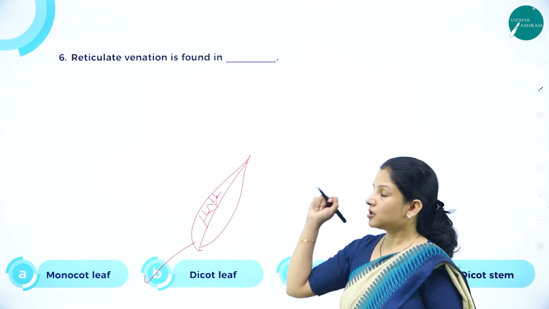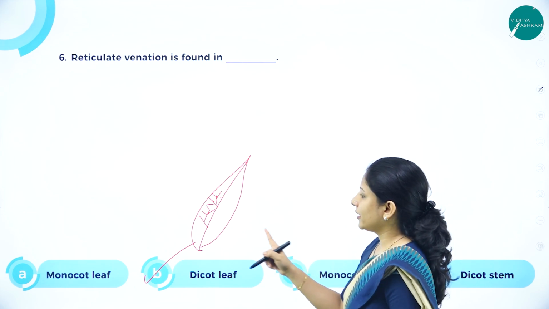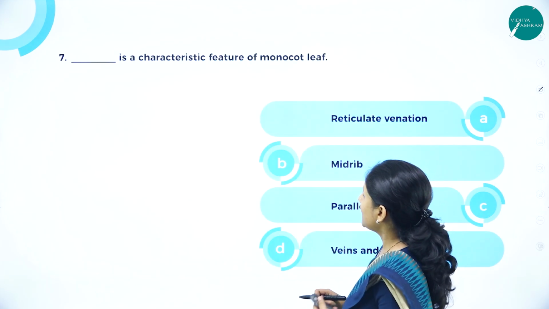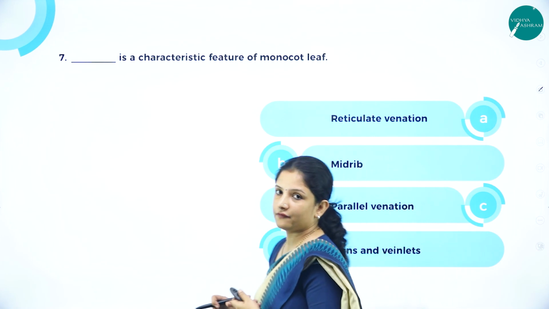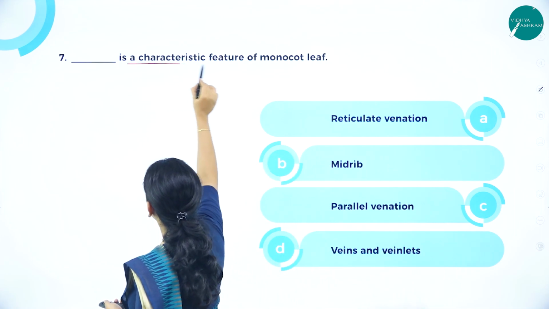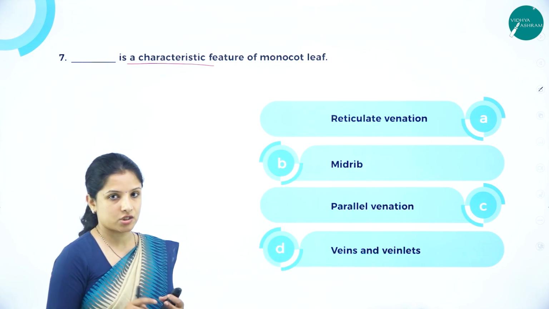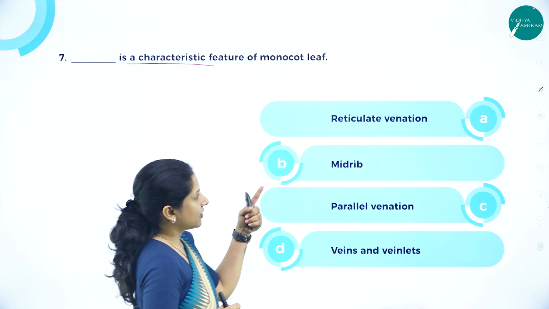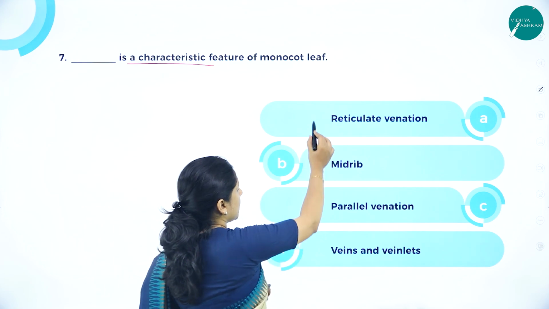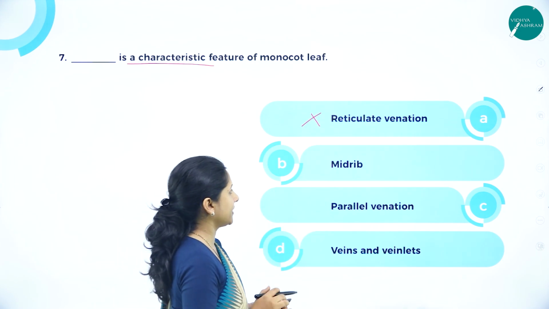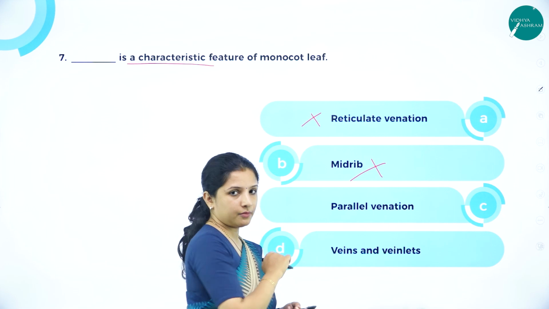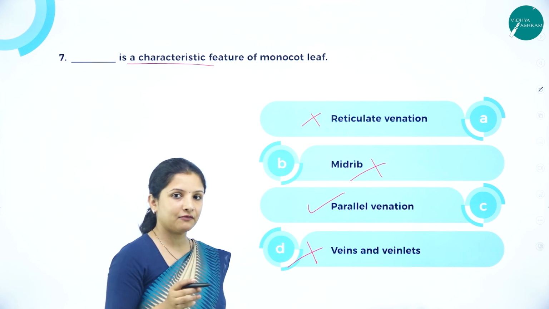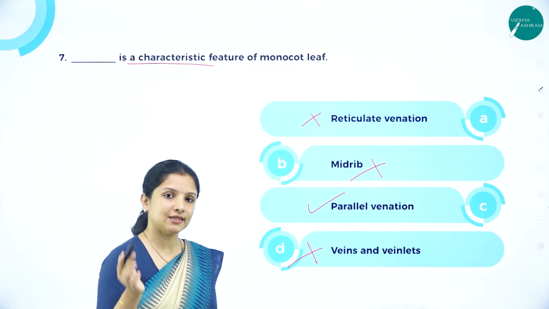Now, if the question is parallel venation is found in, it is monocot leaf. So, the option will be monocot leaf. Next question. Dash is a characteristic feature of monocot leaf. What is the question here? I have to find out which is a characteristic feature. So, reticulate venation, midrib, parallel venation, veins and veinlets. Reticulate venation, no, because it is found in dicot leaf. So, that's not the right answer. Midrib, they don't have a midrib. So, parallel venation, yes, and it's not veins and veinlets because veins and veinlets are seen in reticulate venation, which is seen in dicot leaf.